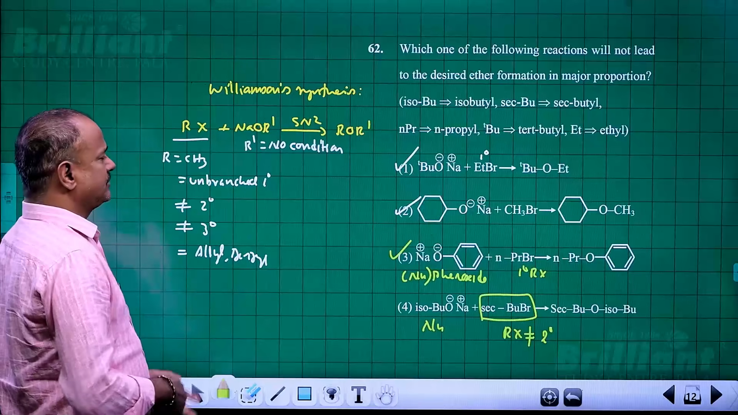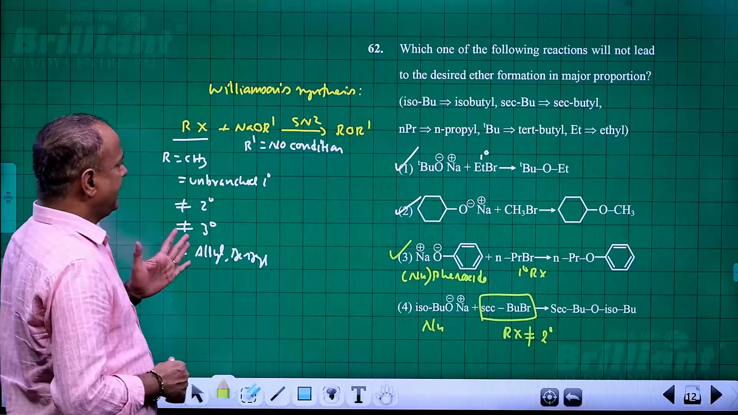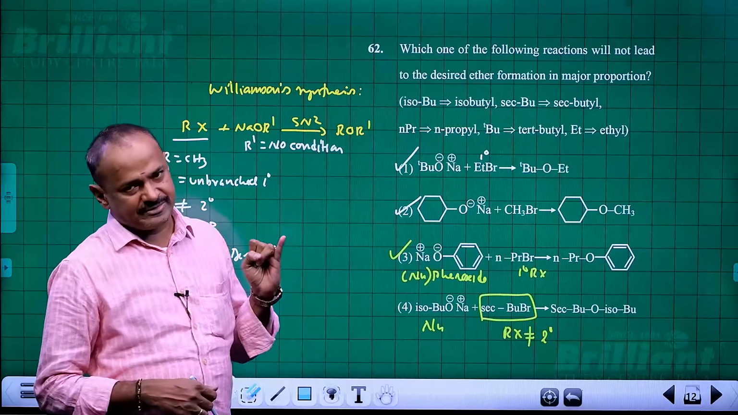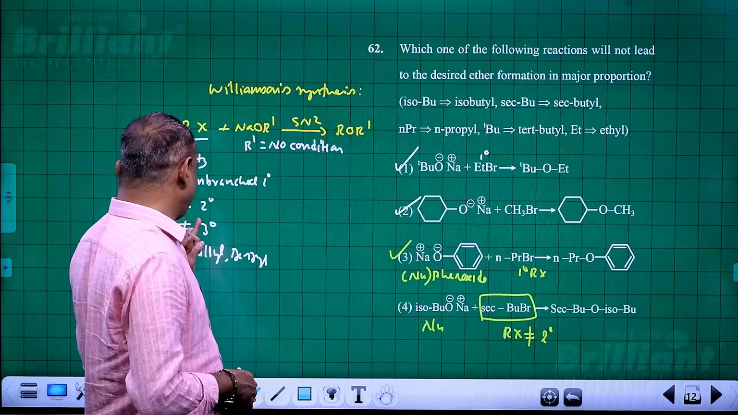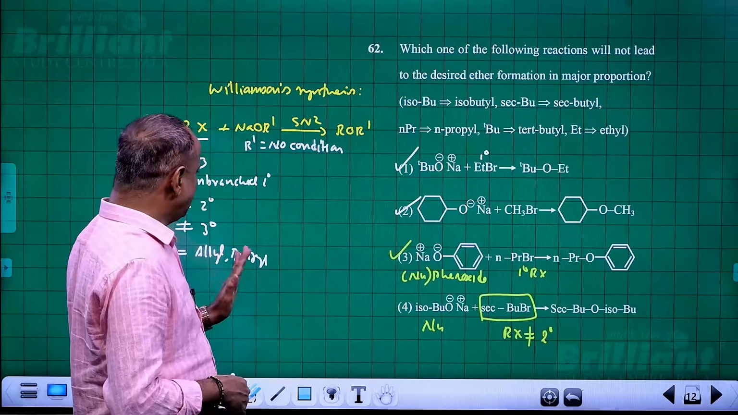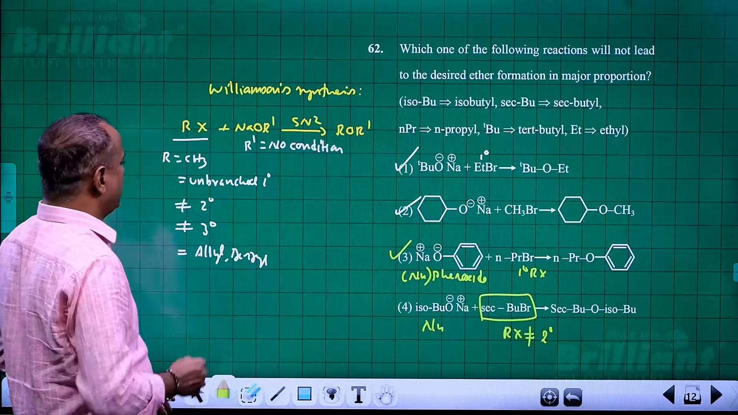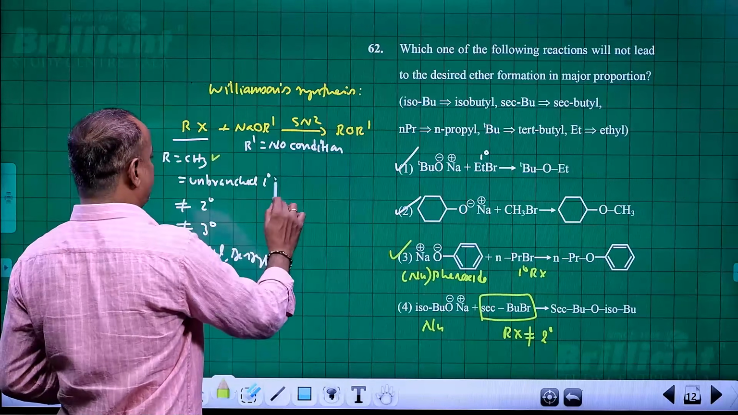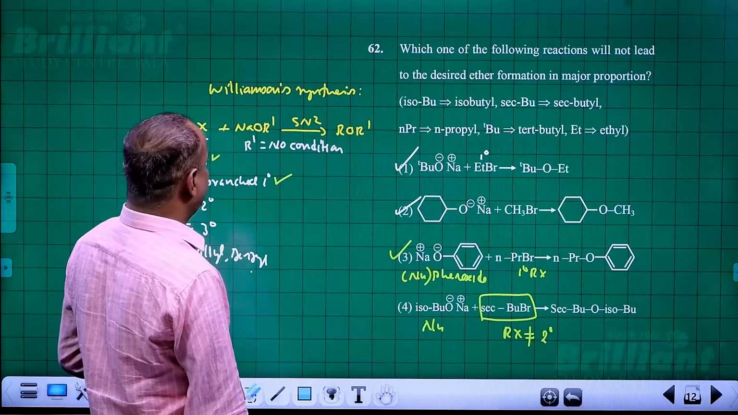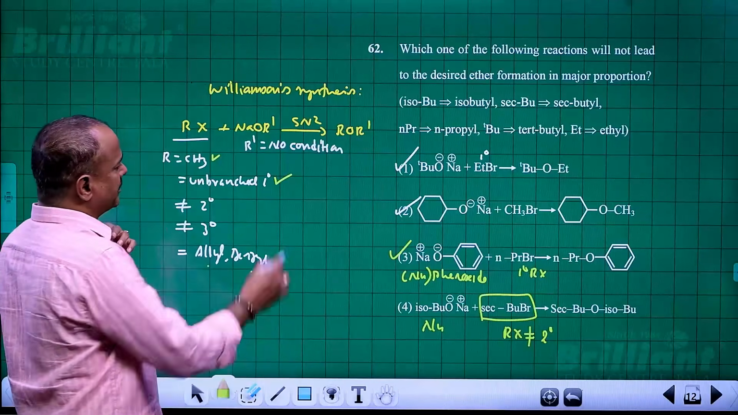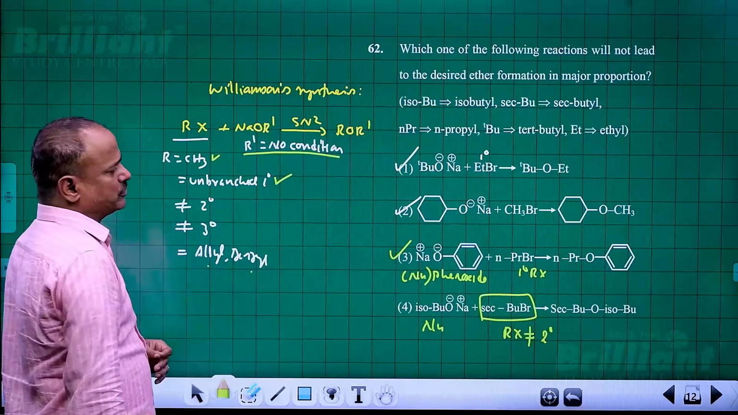Remaining 3 are possible. So only one condition, once again: RX equal to methyl, unbranched primary, allyl or benzyl, not secondary, not tertiary. That means 4 groups: methyl group, unbranched primary group, allyl group and benzyl group. But for NaOR' no condition, can use any type of nucleophile.